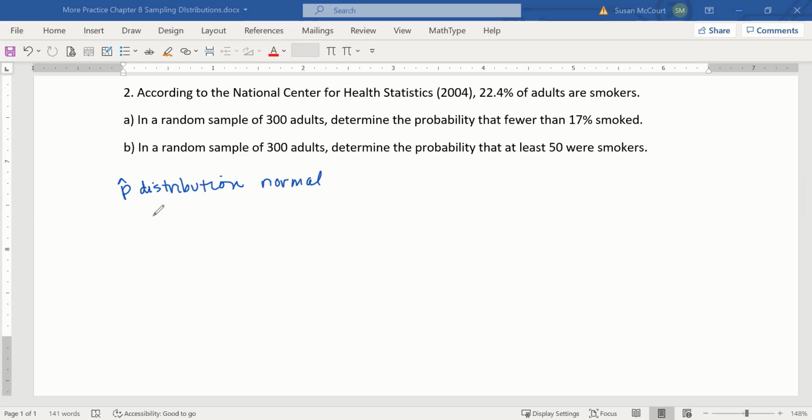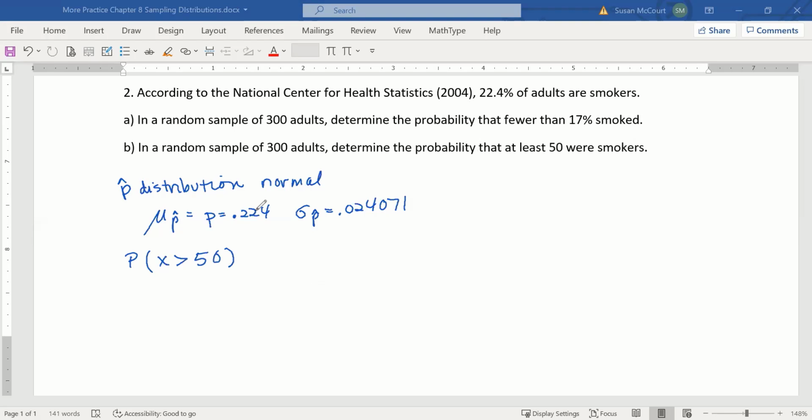And we have mu sub p hat, our mean, is equal to p, which is, God, I'm blanking out, 0.224. And our sigma sub p hat is equal to the big square root, and it's the same from before, 0.024071. And we're asked for the probability that at least 50 were smokers. Probability that we have at least 50, so x greater than 50.